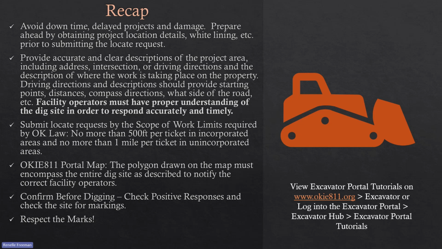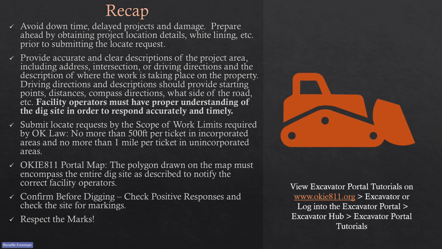Provide accurate and clear descriptions of the project area, including your address if you're working at an intersection, or driving directions to the location. Keep things as clear and simple as possible, but be sure to include starting points, distances, compass directions, what side of the road, and any property identifiers that you can. Facility operators do have to have that proper understanding of the dig site in order to respond accurately and timely.